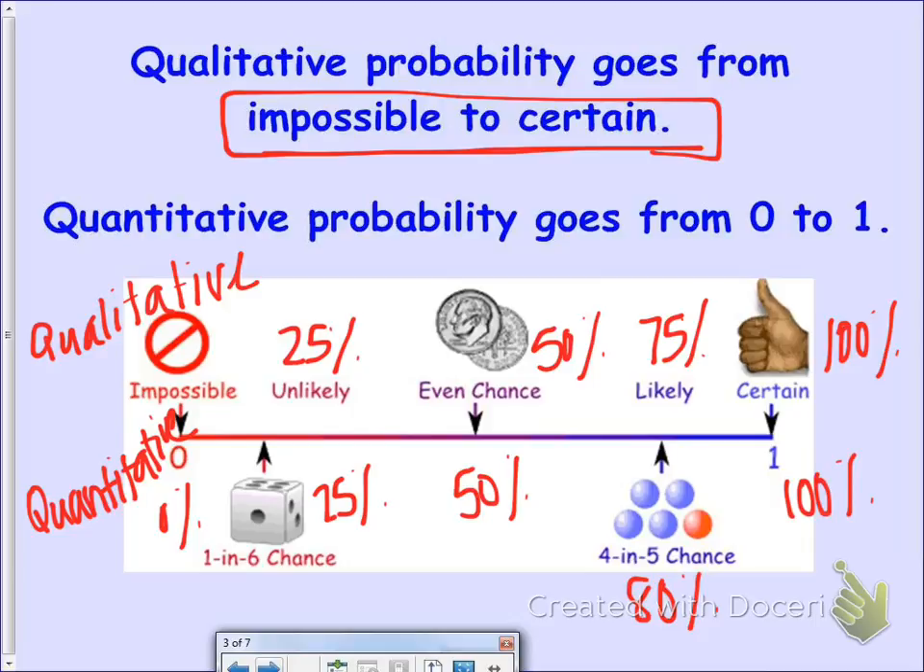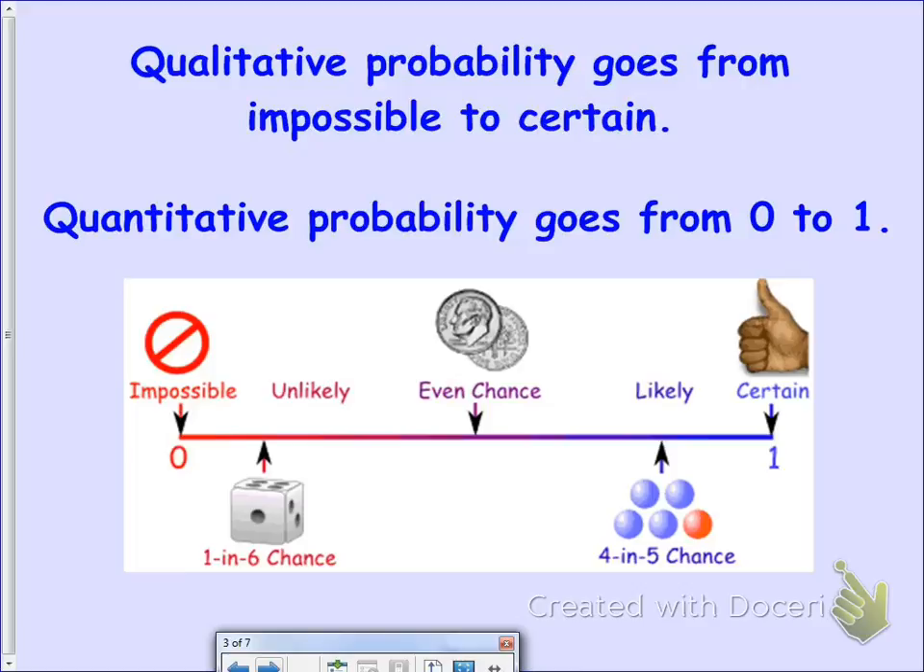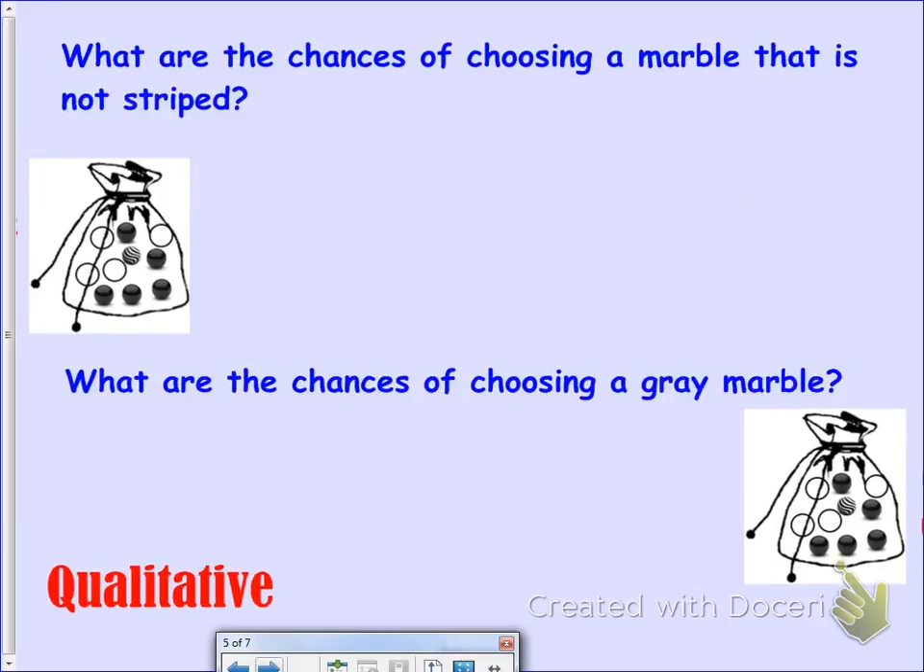And I kind of gave you the general percentages. And then again, 0 to 1. So do notice your probability will never be over 1. It's always either going to be 0 to 1 or 0 to 100%. So to give you an example, what are the chances of choosing a marble that is not striped? So it's just like what the simple probability video talked about yesterday.